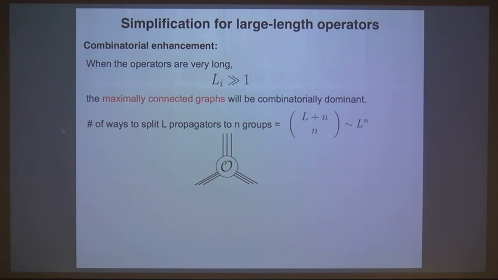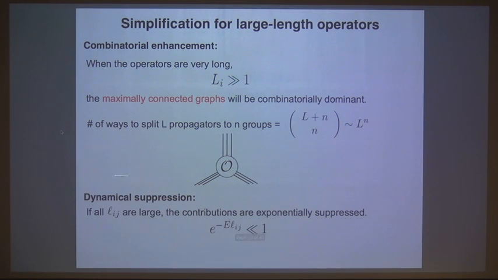So in other words, if you have an operator of length L, then the operator wants to be connected to as many other operators as possible. If you do this for all the operators, then you typically get maximally connected graphs.